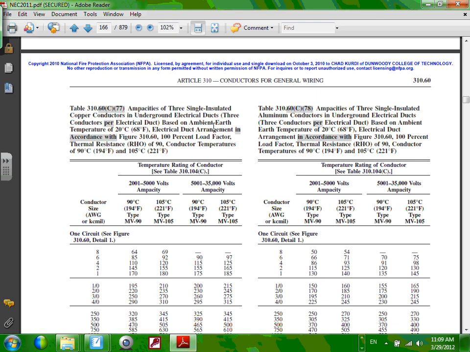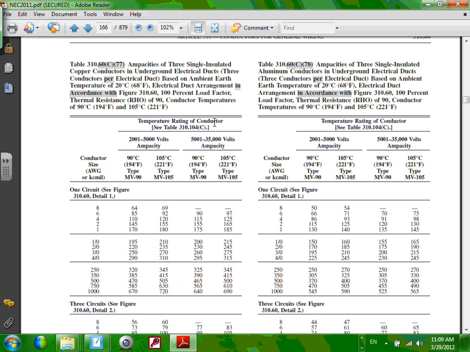Anything higher than 600 volts, you're going to be defaulted to Article 360. 360 refers you to this table. Let me just flash this table and say very few things about it. Article 310.60, if you guys go there, look at this. First of all, it will give you that basically 3 single insulated copper conductors in underground electrical ducts, 3 conductors per electrical duct, based on an ambient temperature of 20, and the electrical duct arrangement based on 310.60 and the percentage load and so forth.